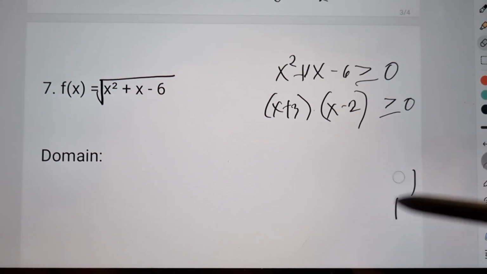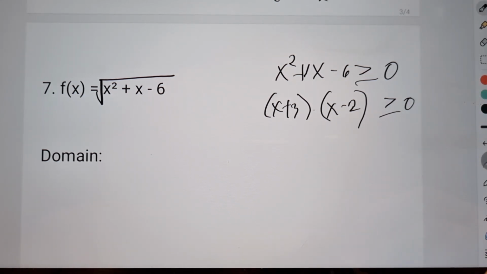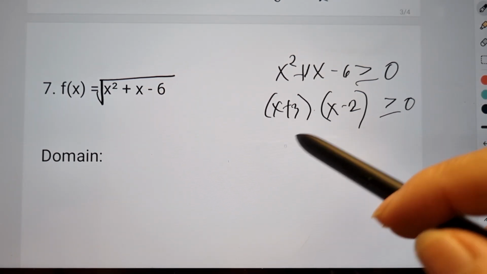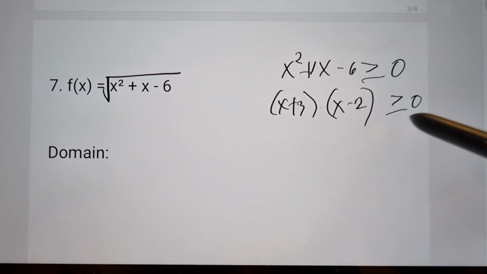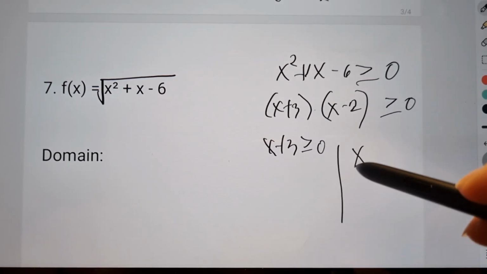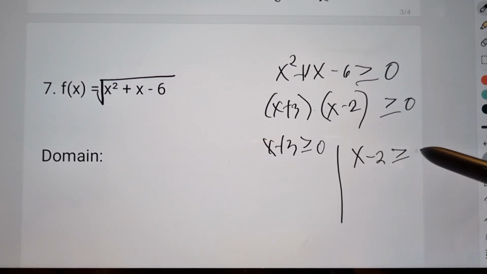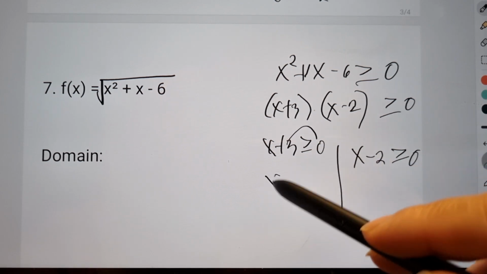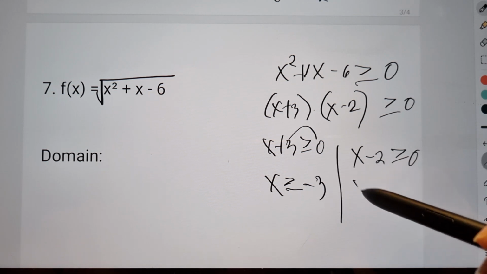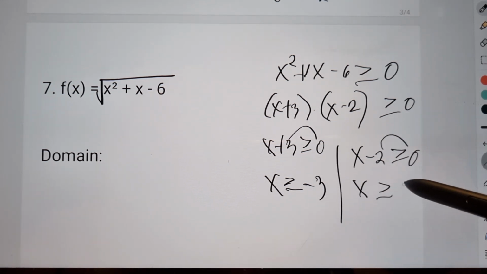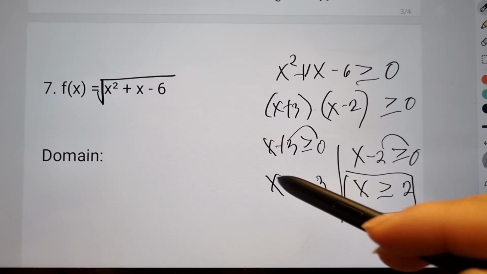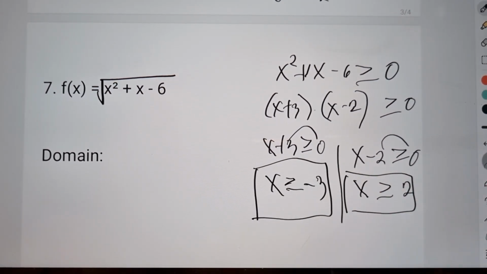Okay? Now, what we're going to do is set each factor greater than or equal to 0. So x plus 3, and the other one, x minus 2. Now solve for x: x is greater than or equal to negative 3. Here, that's positive 2, so x is greater than or equal to 2. Positive here, negative here.